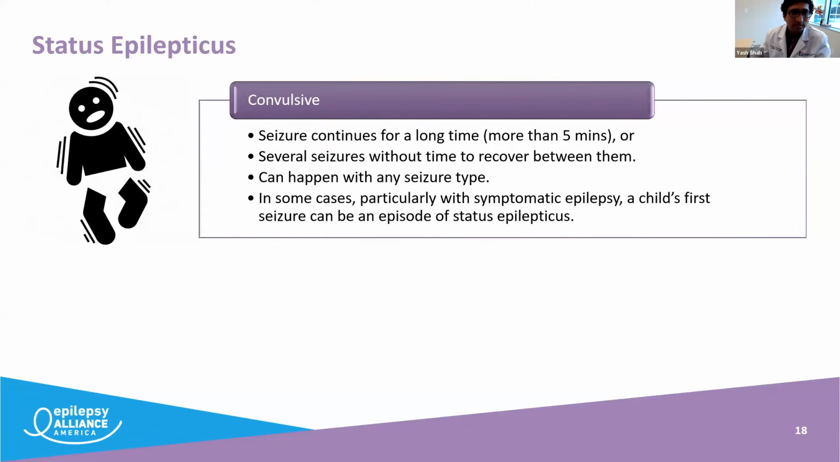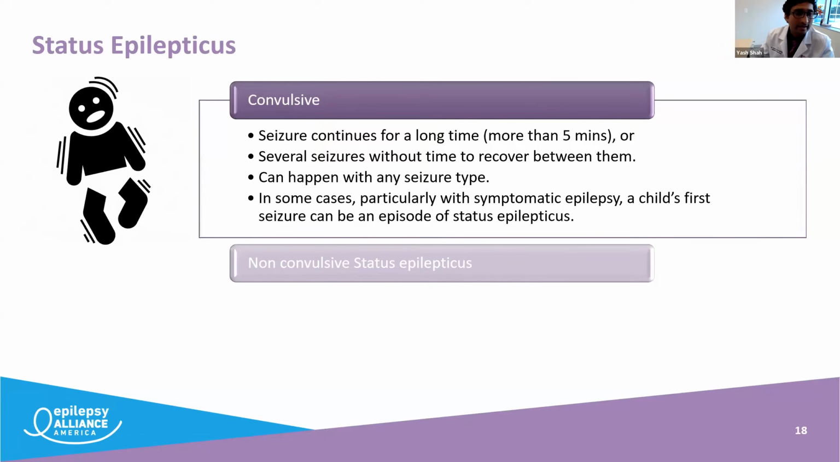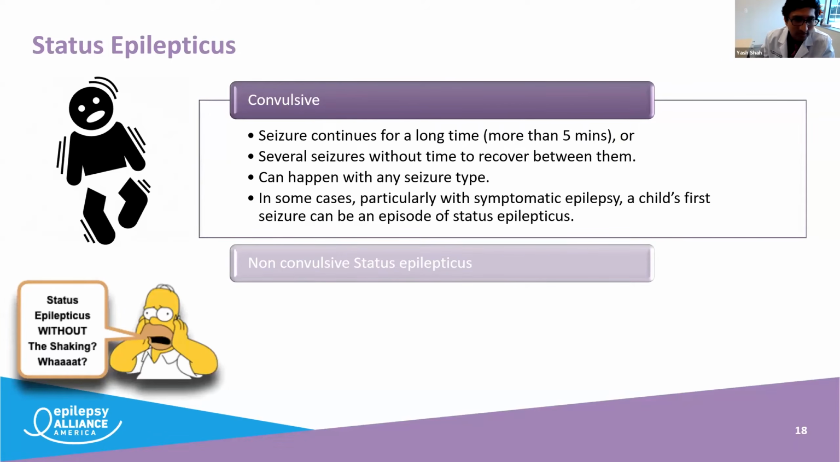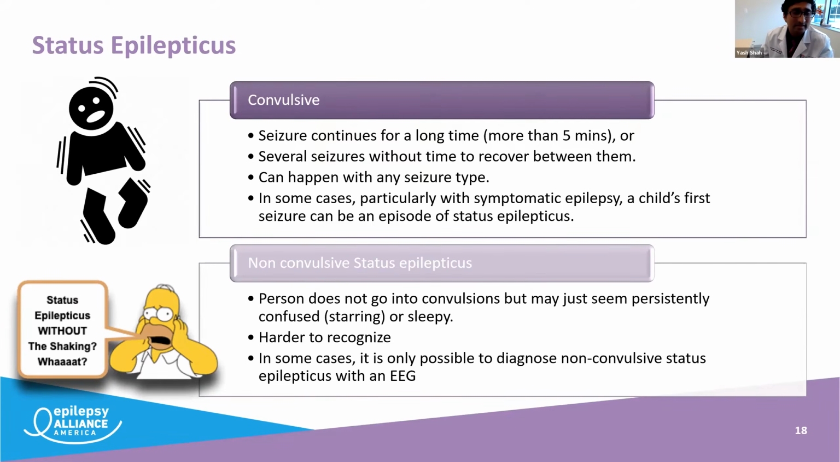In some cases, particularly with symptomatic epilepsy or in early childhood, a child's first seizure can be an episode of status epilepticus. And then there is a second type, which is known as non-convulsive status epilepticus. This means that the patient is not visibly shaking, but is still having seizures. Mostly they can have confusion, they can be sleepy, or they can be staring. Sometimes this can be very hard to recognize. In some cases, it is possible to diagnose non-convulsive status epilepticus with EEG, and sometimes you can't diagnose it by just looking at the child.